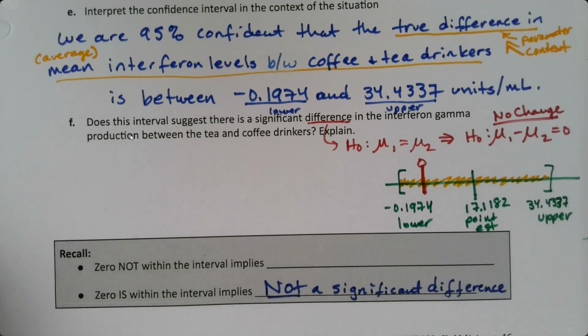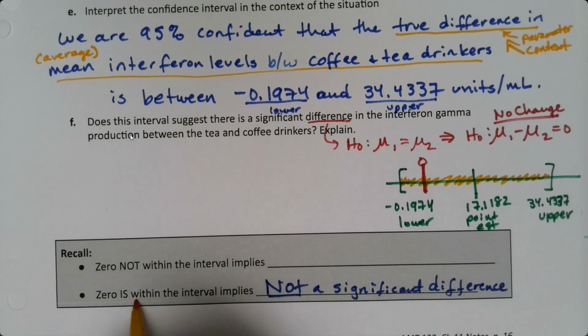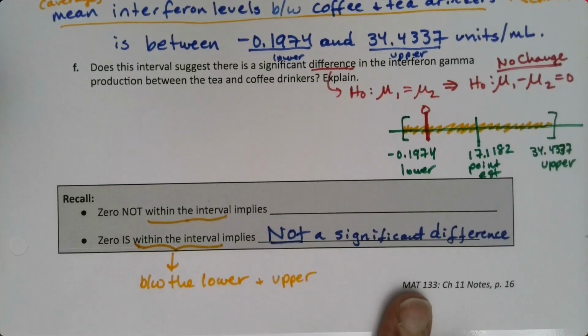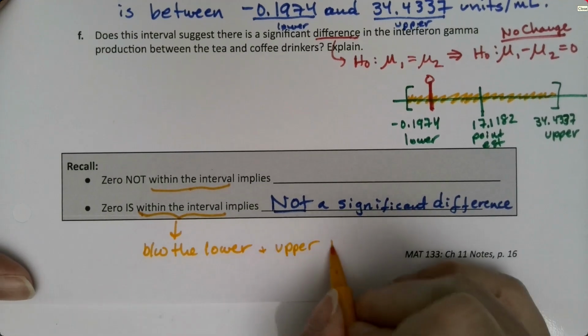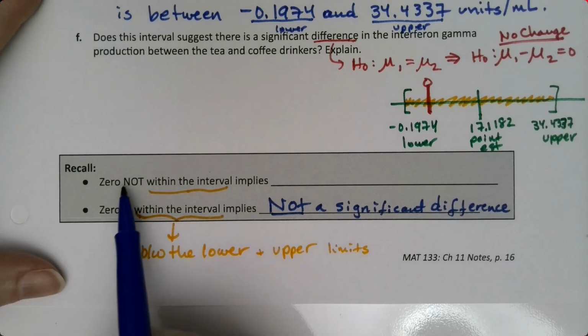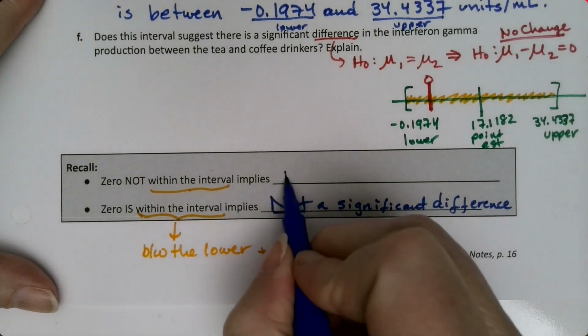Right? And within the interval, what that means is between the lower and the upper, right? Between the lower and upper confidence interval limits. If 0 is not in the interval, then there is a significant difference.